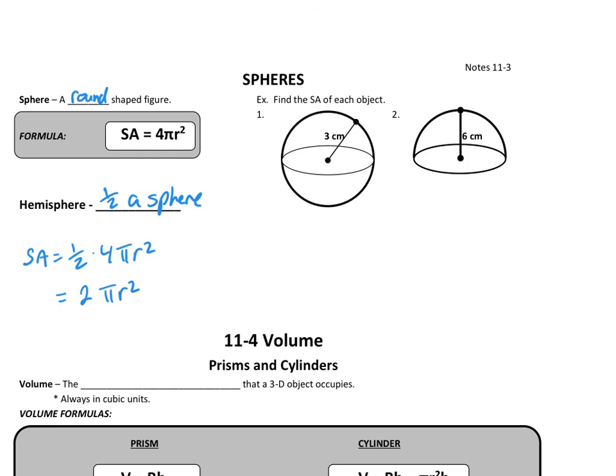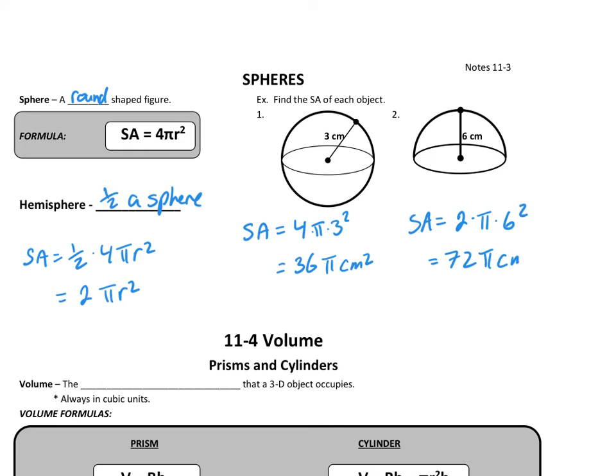If I'm looking at the sphere, my surface area would equal 4 pi times 3 squared. We're just going to leave it in terms of pi. So that's going to be 36 pi centimeters squared. If I'm looking at the surface area of a hemisphere, we're just going to use half of the sphere formula. So we're going to take 2 times pi times 6, my radius, squared, which is going to be 72 pi centimeters squared.